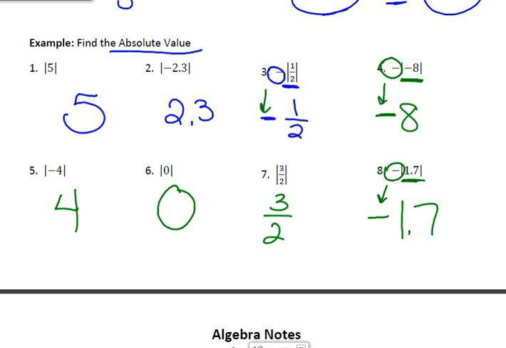Okay, so in review, remember, absolute value makes everything positive on the inside. Okay, and then if there are any negatives on the outside, those stay.